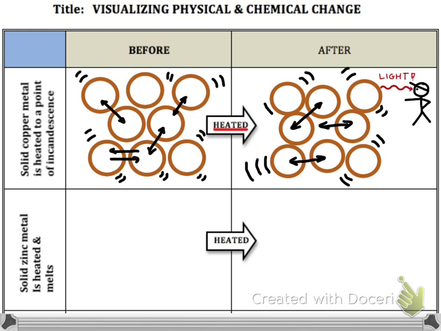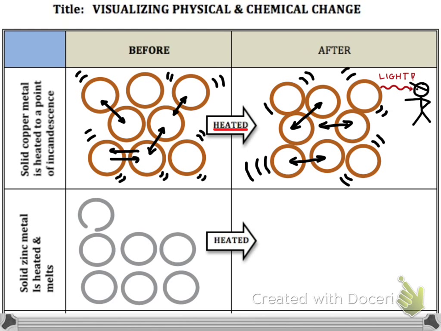Okay. The next thing we did is we took a piece of zinc and we heated that up in a propane torch, and we found that the zinc melted. So let's try to get a picture of what happens when something melts. So in my diagram here, I've drawn some solid zinc atoms, and I'm spreading them out a little bit more than the copper, because we remember that zinc is a little less dense than copper.